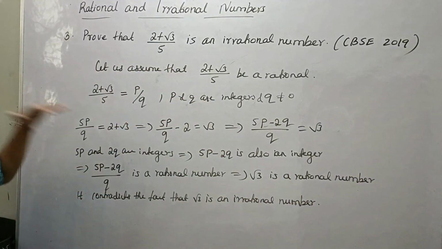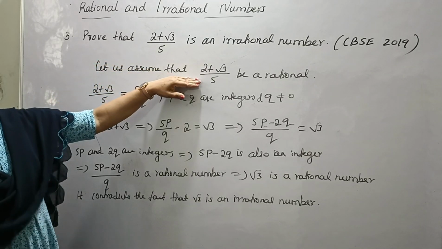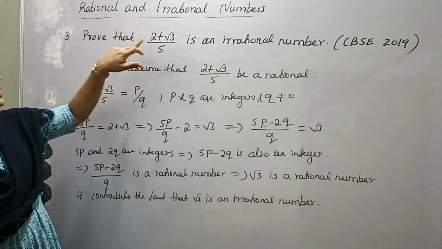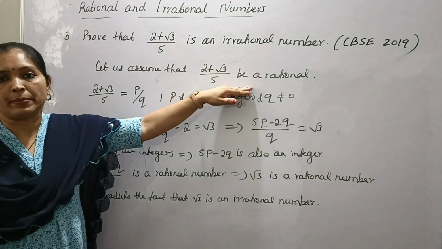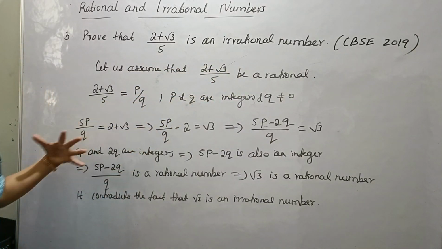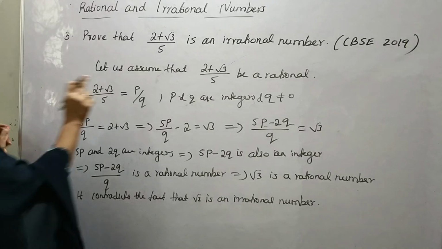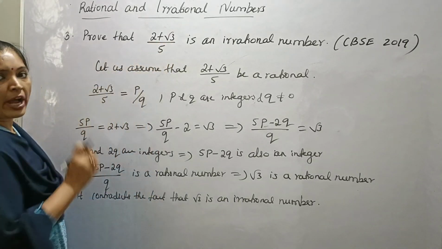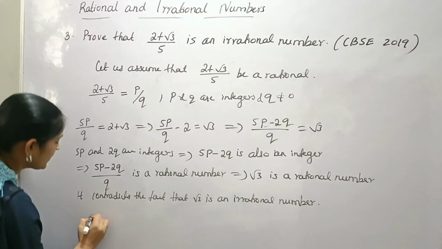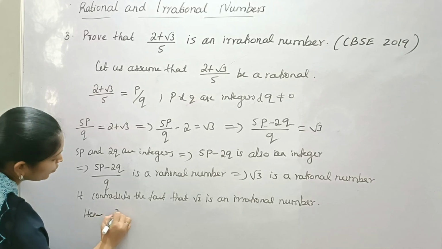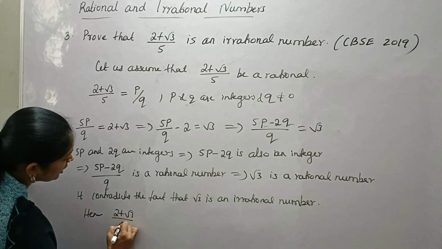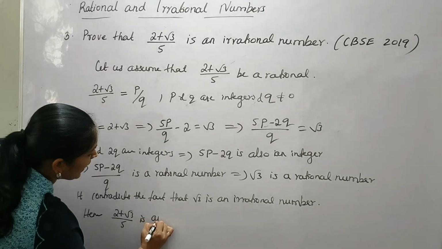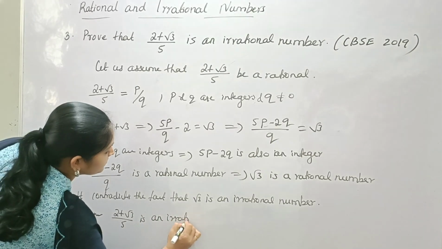Therefore, our assumption is wrong. What was our assumption? (2 plus root 3) divided by 5 is a rational number. Therefore, our assumption is wrong. Hence, (2 plus root 3) divided by 5 is an irrational number.